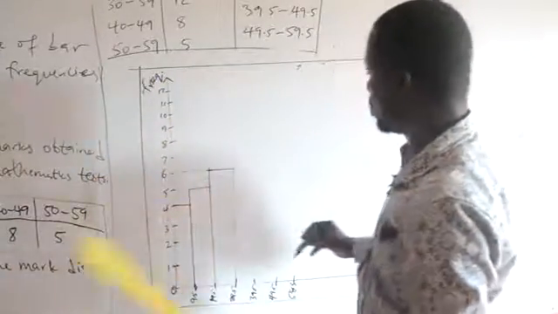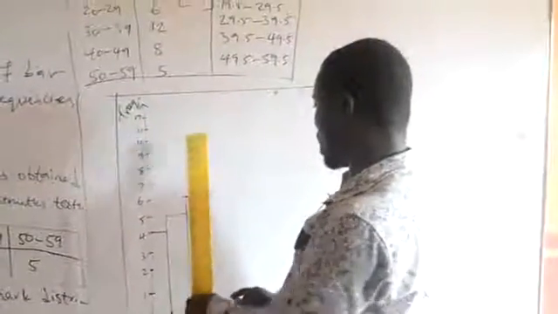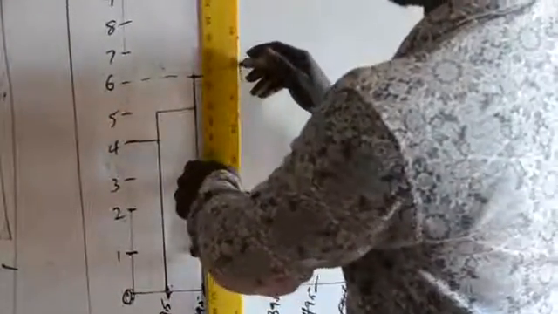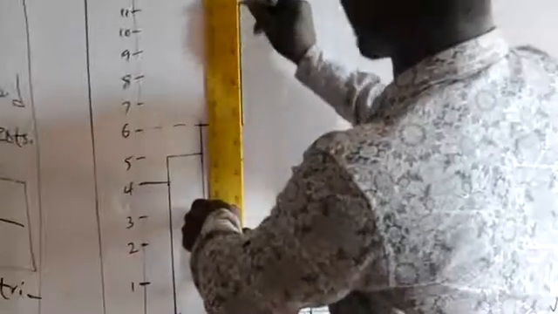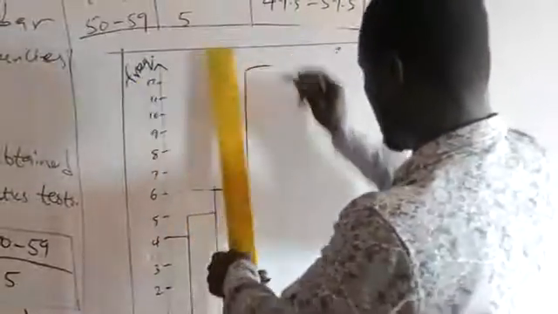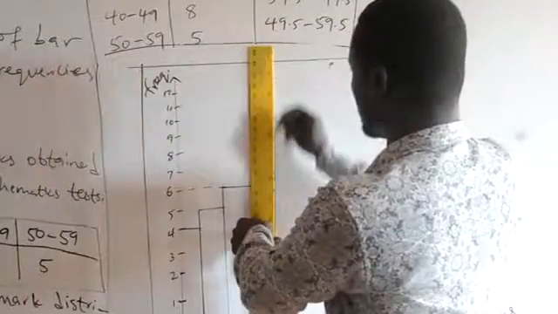Then the next class, from 29.5 to 39.5, you have it in the table. That one is 12, okay? So 12, you trace it to where? To 12. That one is having a frequency of what? 12. You bring it down, its frequency is 12, okay?